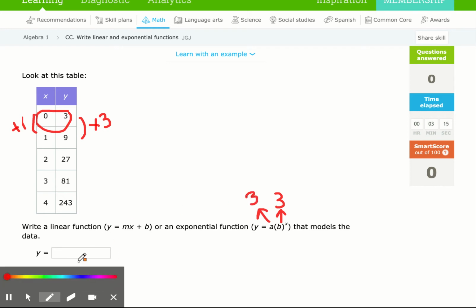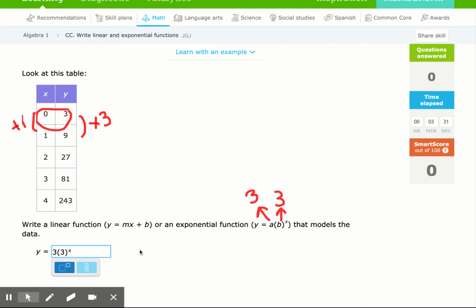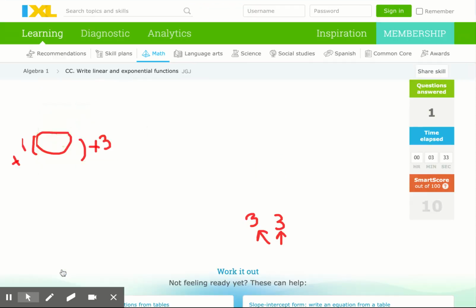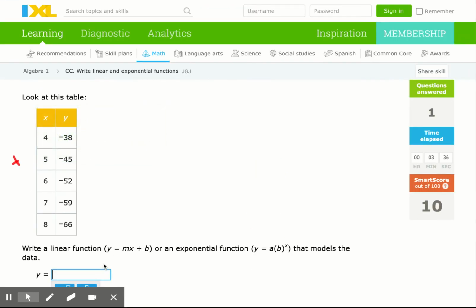So now I'm going to write into my equation y equals 3 in parentheses, so I'm writing it just as I see, 3 close parentheses, and then I'm going to use the exponent button to get my x. And if I press submit, I'll get it correct.